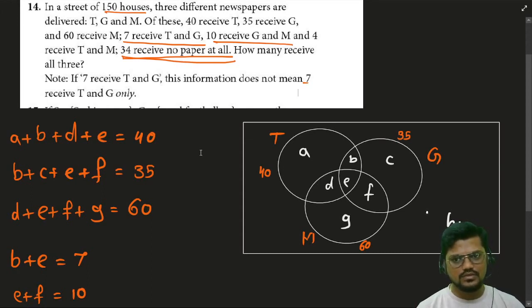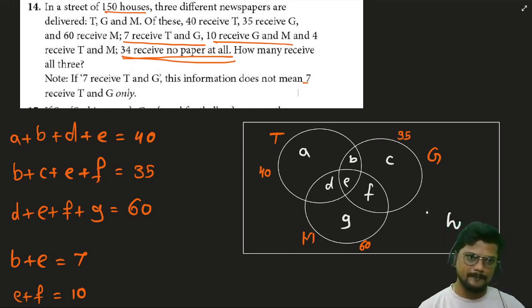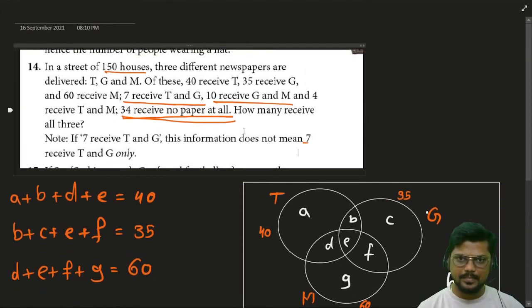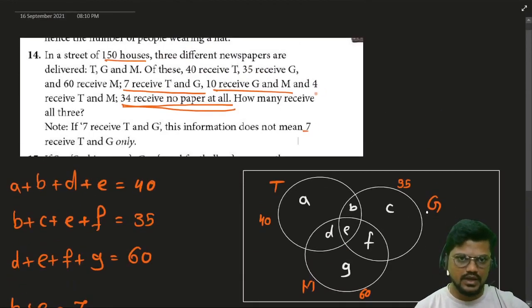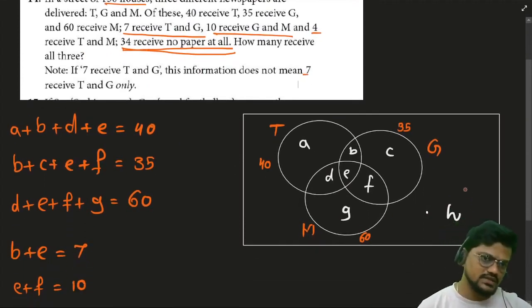Sir, yes. I have a doubt. Shouldn't D plus E equal 4 and not 14? Wait, I think D plus E, that is T and M. Acha, 4 receive T and M. Yeah, D plus E will be equal to 4, not 14. Yeah, I thought it's 14. 4 receive T and M. 34 receive no paper at all. That is, there is H outside which does not receive any paper.